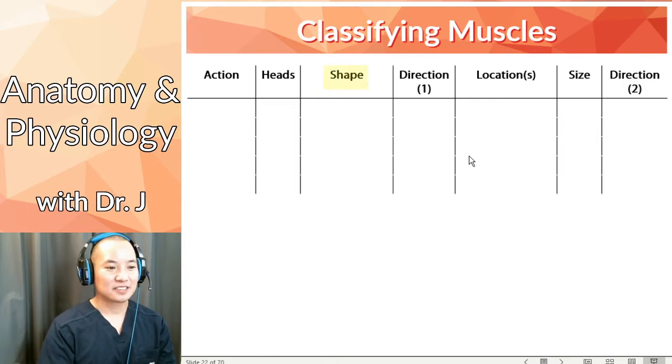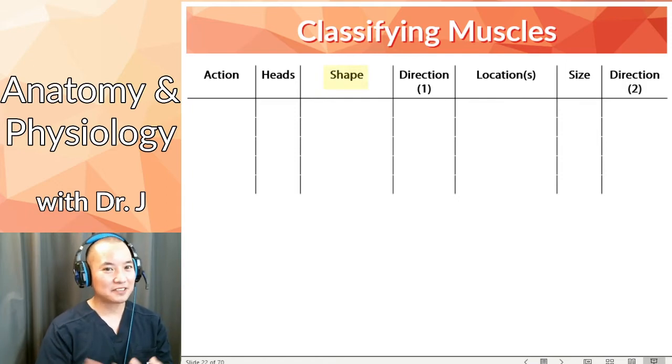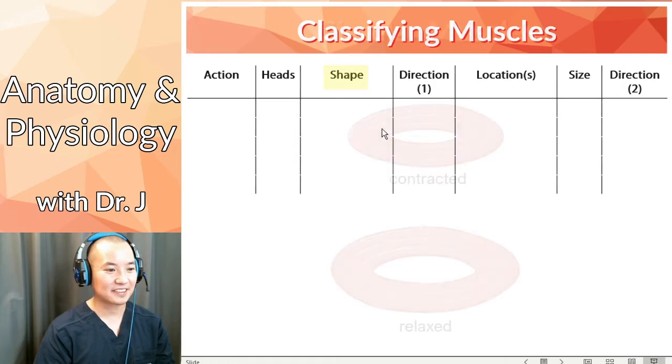Okay, so then the shape. Oh yeah, for quadriceps, I do expect you to know rectus femoris, vastus lateralis, vastus medialis, and vastus intermedius. So I do expect you to know all of those, at least the four parts of that.